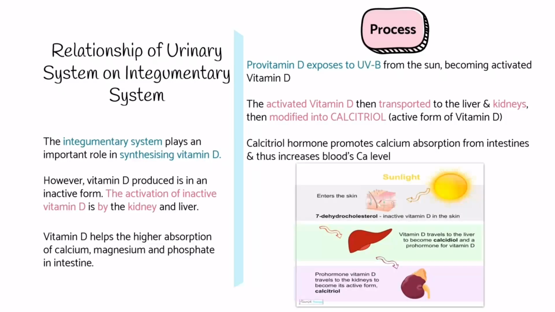Next, I'm going to explain the process of production of vitamin D. Firstly, when our skin is exposed to sunlight, which means when provitamin D in our skin is exposed to the UVB from the sun, it will become activated vitamin D. The activated vitamin D is then transported to the liver and kidneys, then modified into calcitriol, which is the most active form of vitamin D. Calcitriol hormone promotes calcium absorption from the intestine and thus increases blood calcium level. You can see the diagram below for a better understanding.